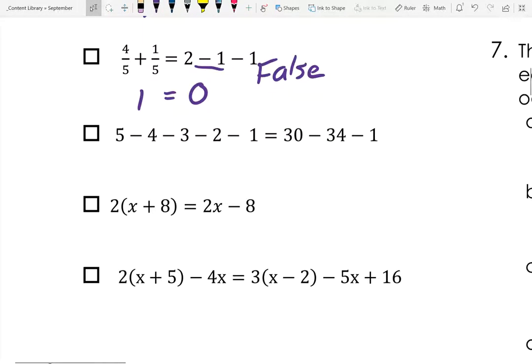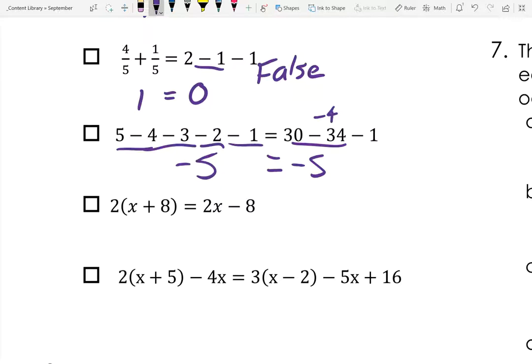Number 3, 5 minus 4 minus 3 minus 2 minus 1. Working all of that out, 5 minus 4 is 1. Then 1 minus 3 is negative 2. Negative 2 minus 2 is negative 4. And negative 4 minus 1 is negative 5. So that side's negative 5. And then this side, 30 minus 34 is also negative 4. Then negative 4 minus 1 also makes negative 5. So negative 5 does equal negative 5. This is a true statement.